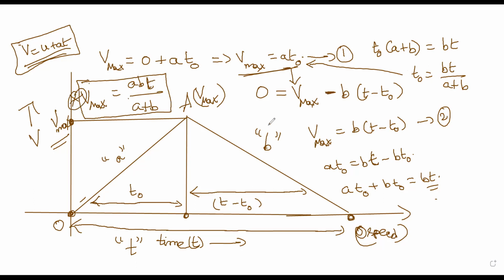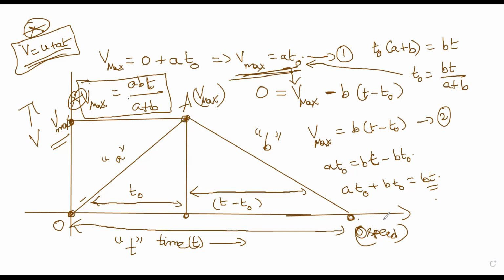I'll just summarize what I did. I first found Vmax, using only one equation: V equal to U plus AT. So Vmax happens to be 0 plus A t naught because it is starting from rest. I got the first equation, Vmax is equal to A t naught. The second equation: the final velocity is 0, and the initial velocity was Vmax in the second instant.